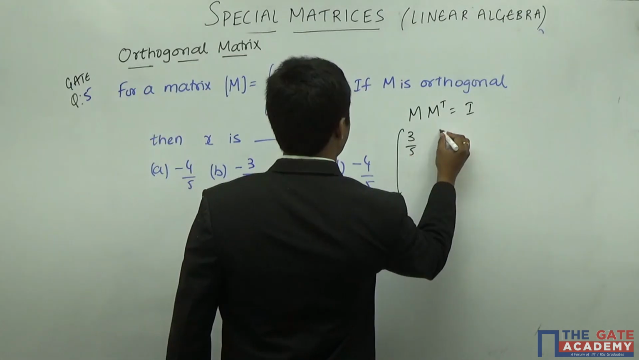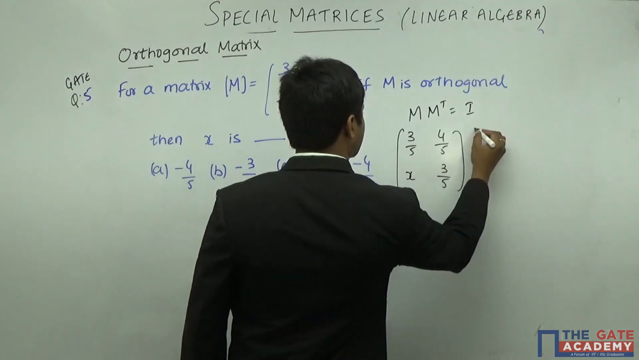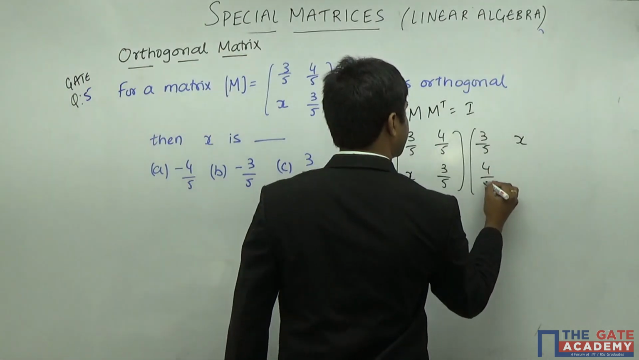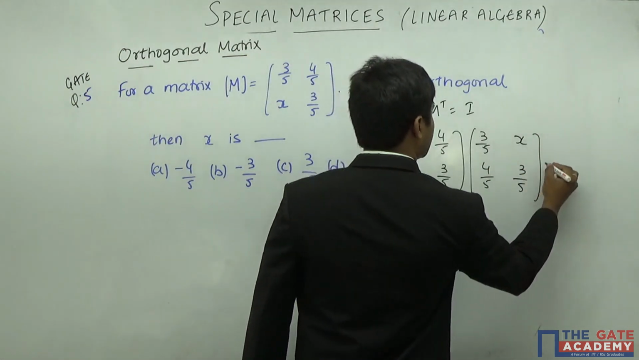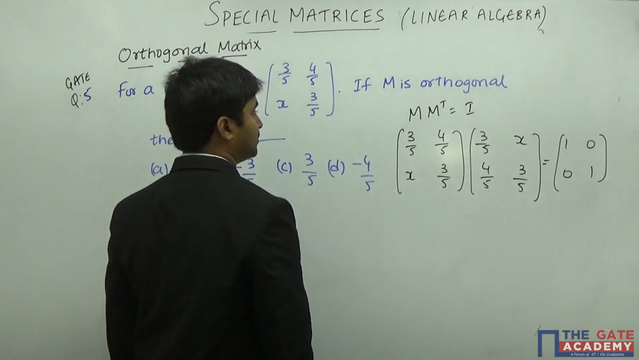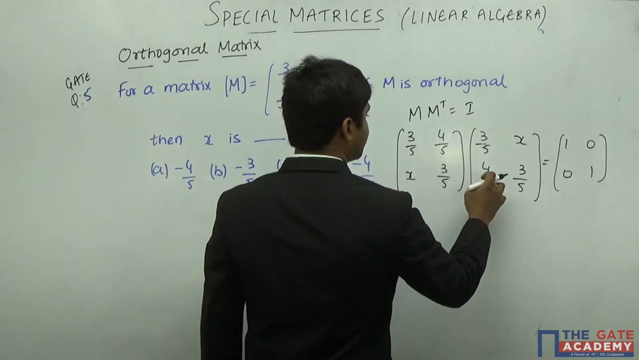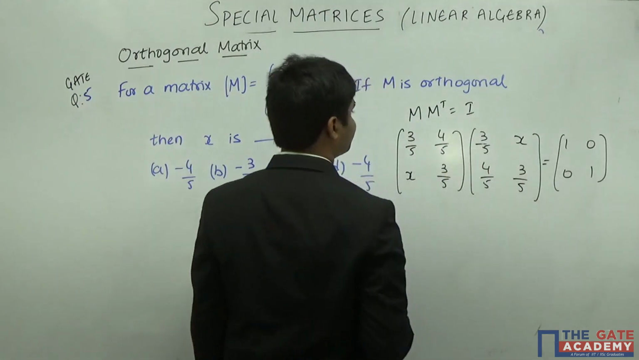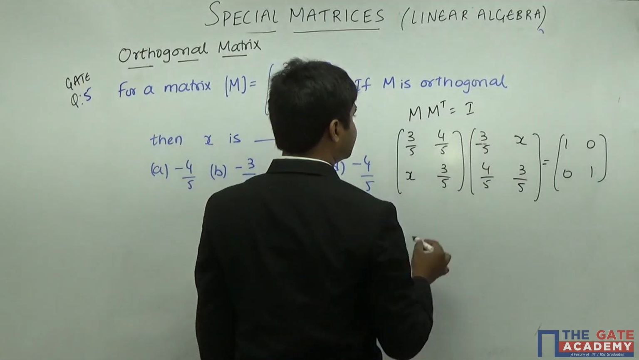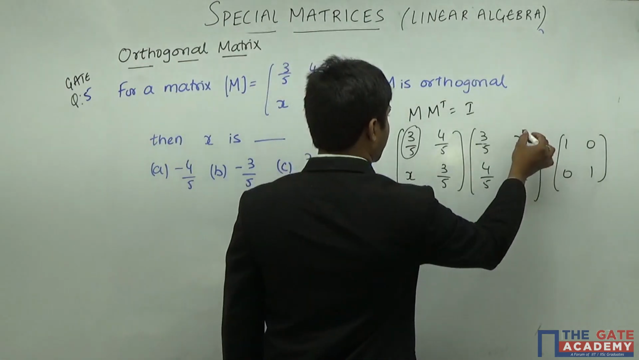So 3 by 5, 4 by 5, x and 3 by 5 into the transpose, which is going to be 3 by 5, x, 4 by 5, 3 by 5, and this will be equal to the identity matrix 1, 0, 0, 1. If you consider the first element, probably there is no use of considering the first element. So I will consider the second element. The second element is going to be 3 by 5 into this one.